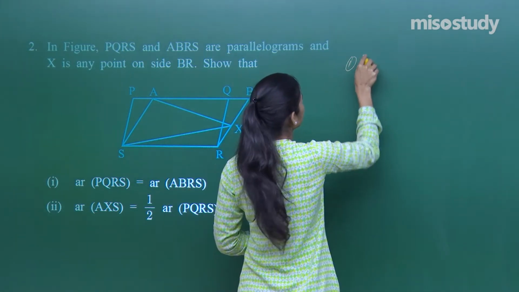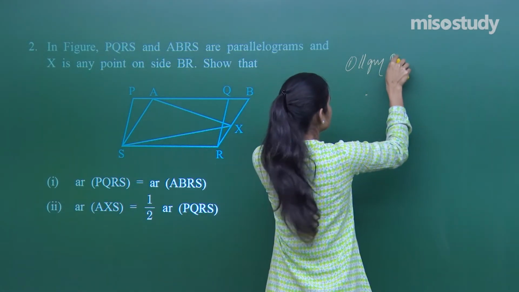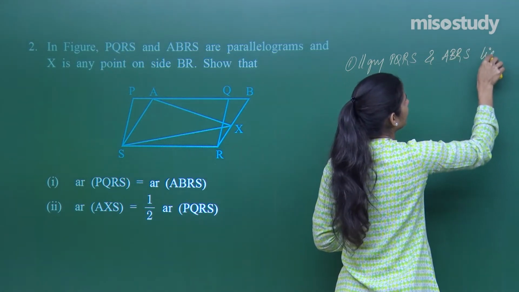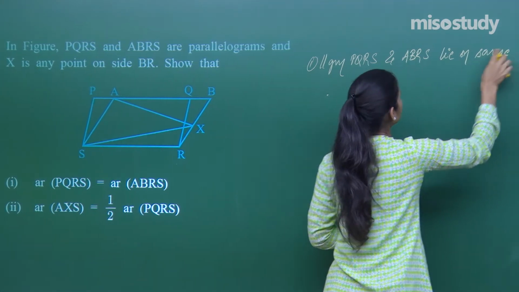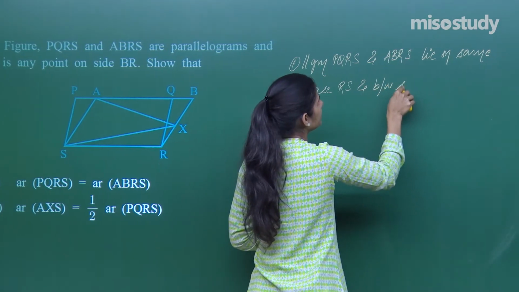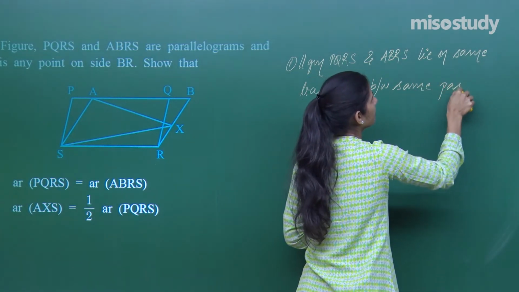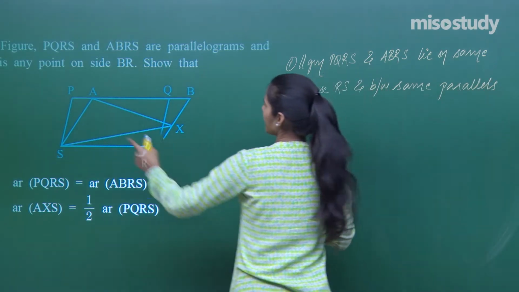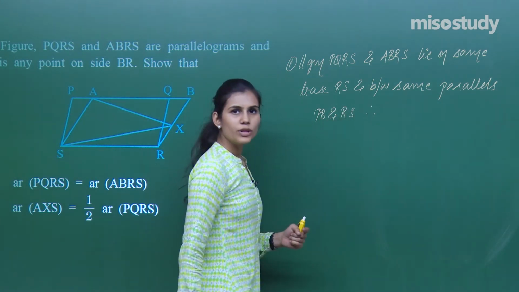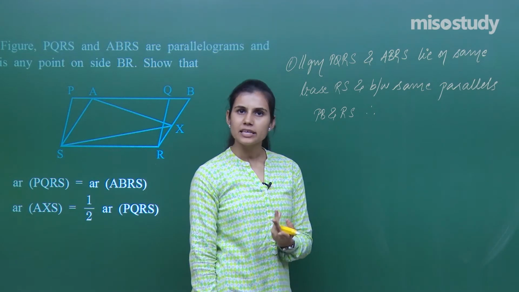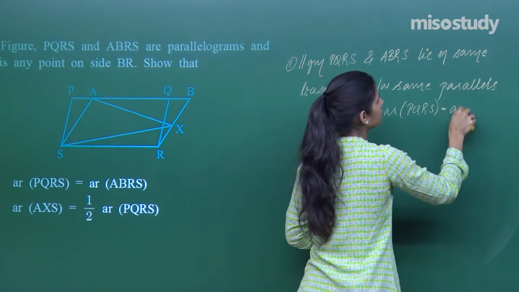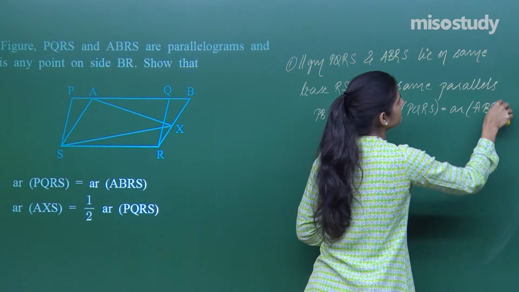So firstly, parallelograms PQRS and ABRS lie on the same base RS and between the same parallels PB and RS. And therefore, we know that parallelograms lying on the same base and between the same parallels have equal areas. So I will have area of parallelogram PQRS is equal to area of parallelogram ABRS. First part done.